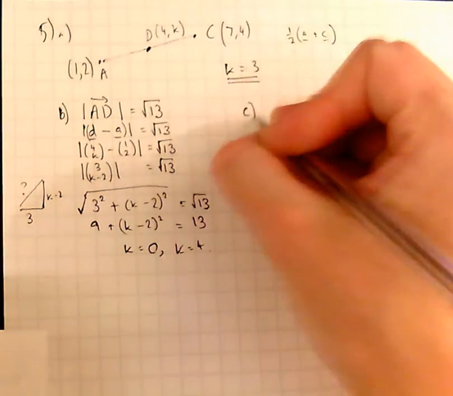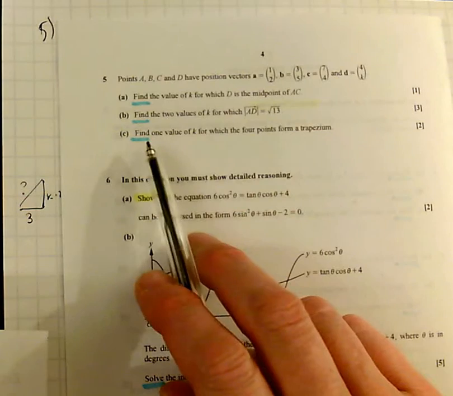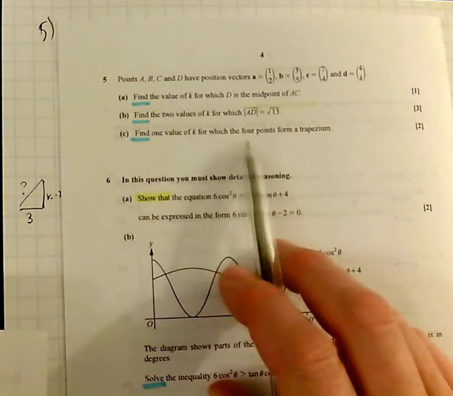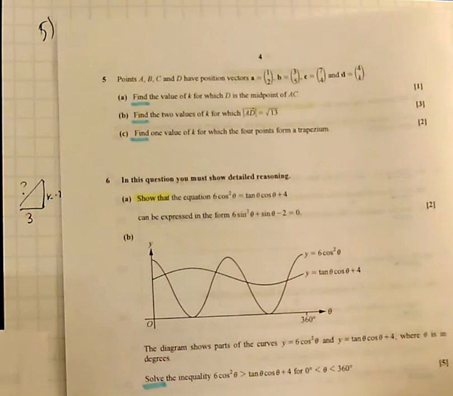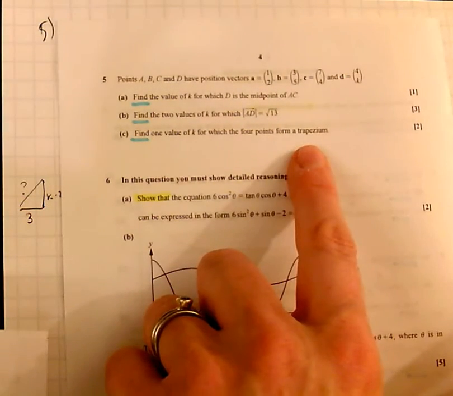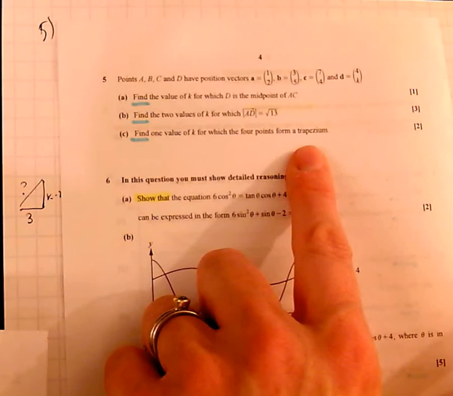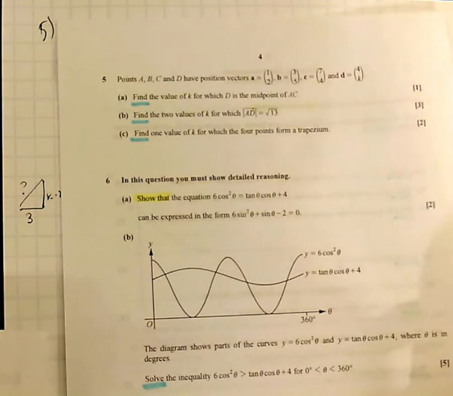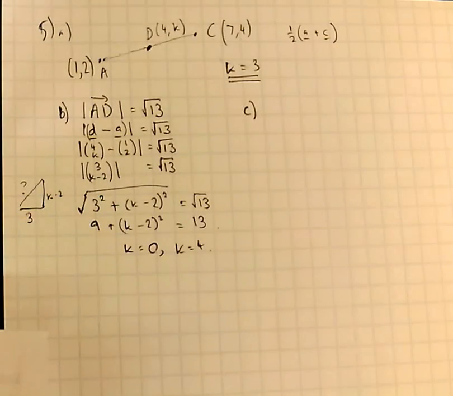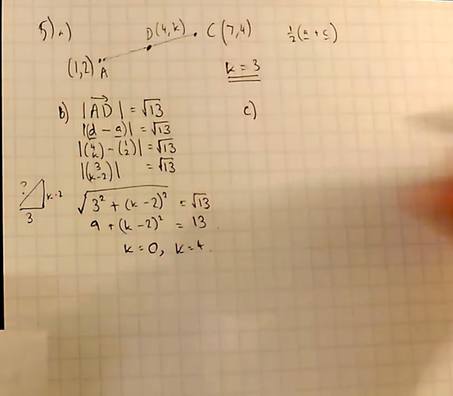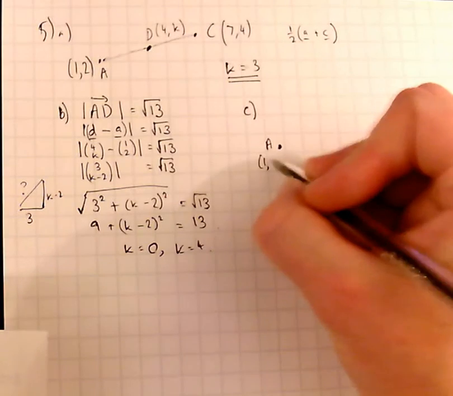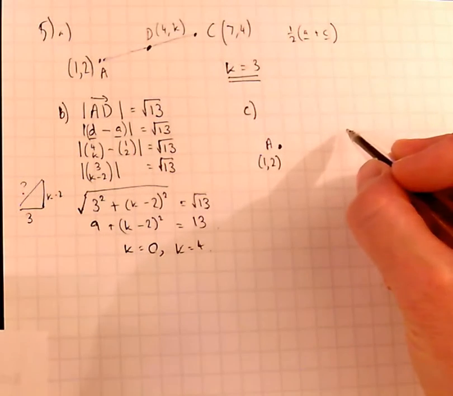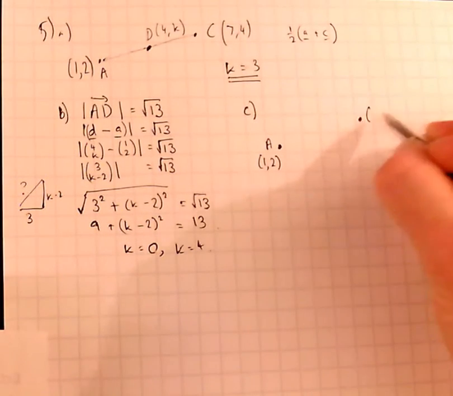Right, part C. Let's have a look here. Find 1 value of k for which the 4 points form a trapezium. Okay. So we've mentioned a shape. I will definitely do a sketch, and I'm starting to think, what's a trapezium? Oh yes, a trapezium has 1 pair of parallel sides. So let's do a rough sketch of where my points are. So A is at 1, 2. Okay. C was at 7, 4, wasn't it?